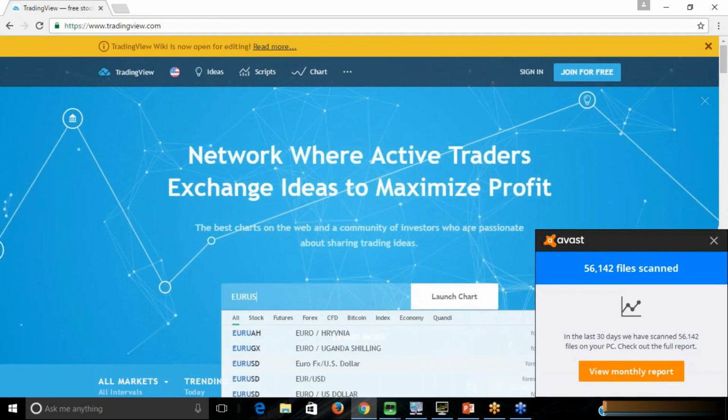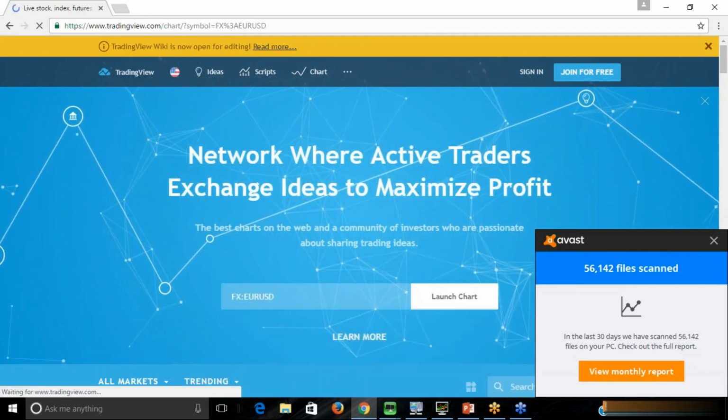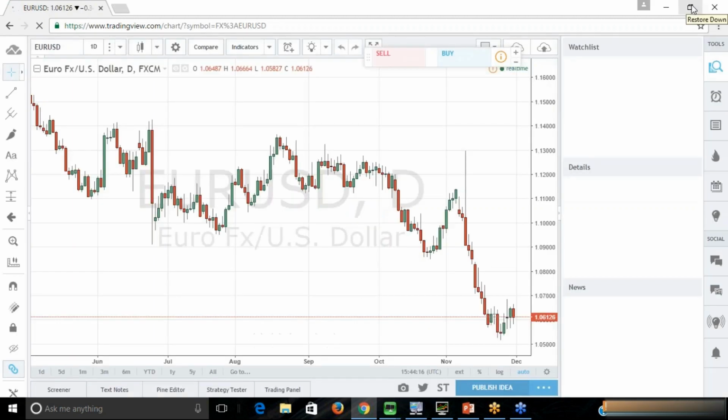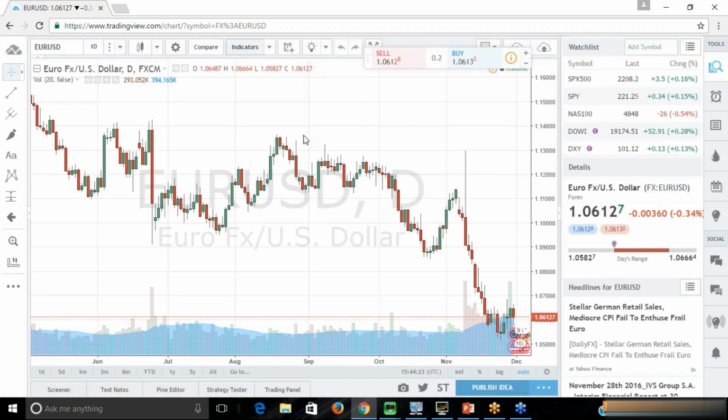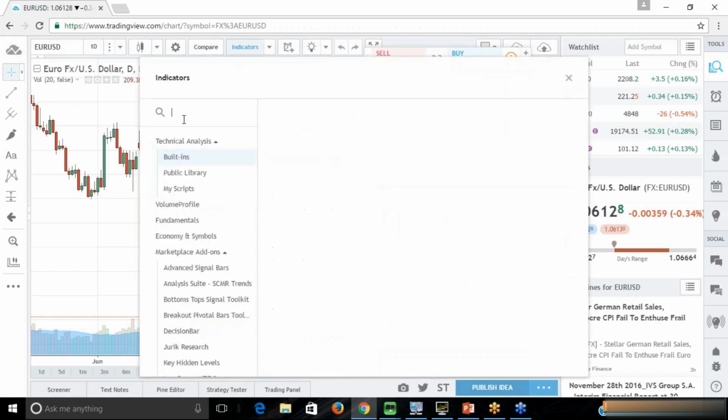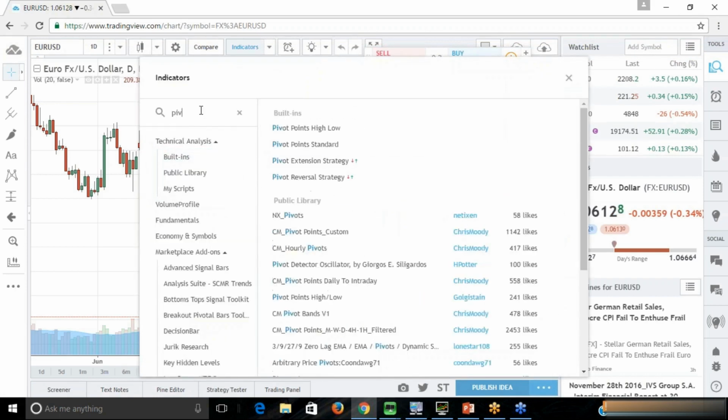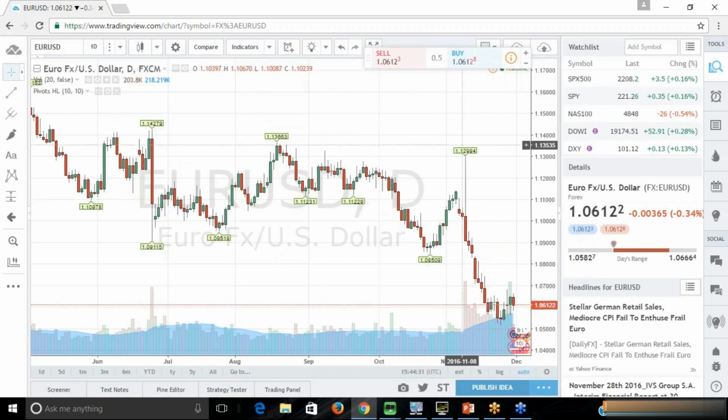So just pulling up a chart, and then I'm going to add on pivots just to show you how pivots are used. So basically it's a daily chart. Let me add on pivots. Pivots, points, highs, and lows. They're just basically levels that you could buy or sell a currency pair at.